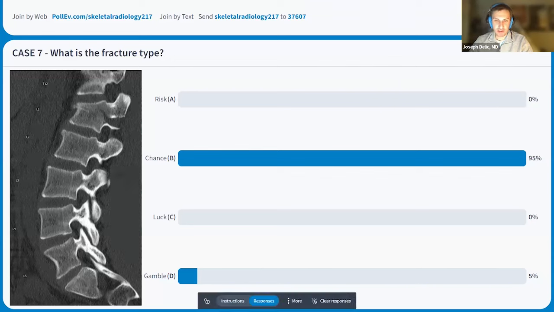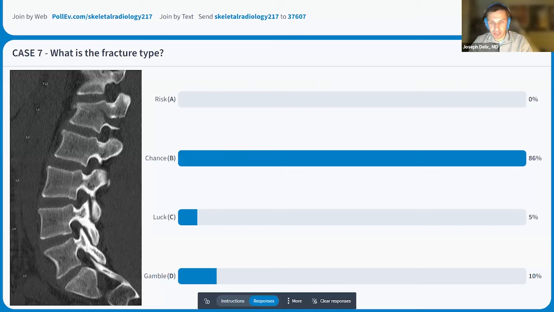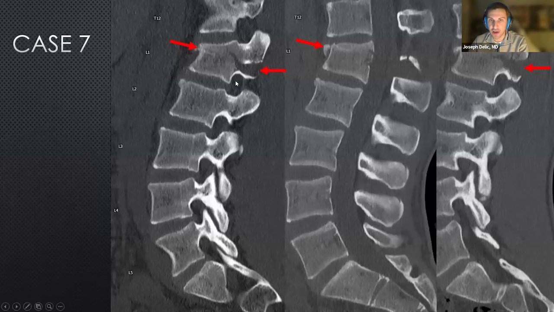All right, so some patients come in with these high energy trauma. They can get this type of fracture. Okay, and so I like choice B here. This is a chance fracture. So if we look at what are we seeing, we see this transverse fracture line through the vertebral body.